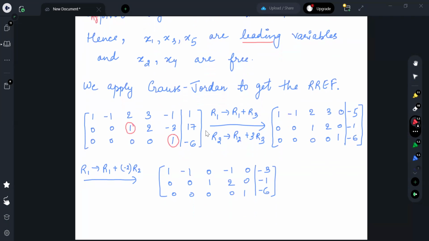Now, how do I make row 1 zero? I add row 3 to it. How do I make row 2 zero?